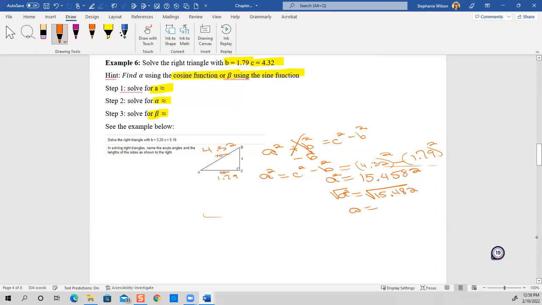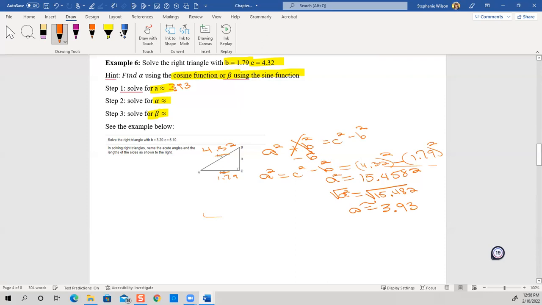So now I have a is equal to the square root of my answer, and it gives me 3.93. So that's what a is. And it's approximately, again, because we had to round. So let's not forget that here. All right, now let's go find alpha.